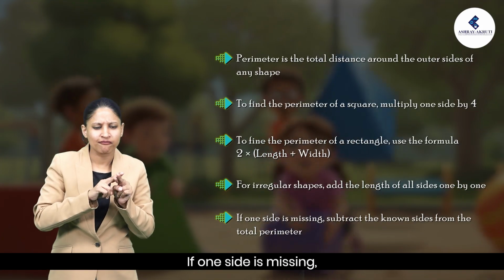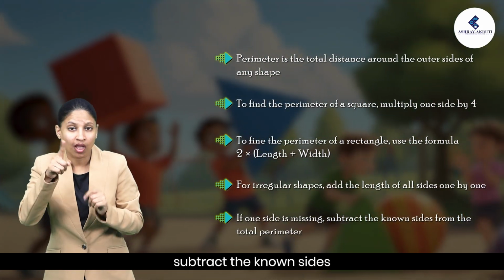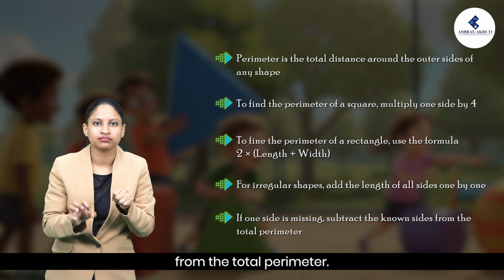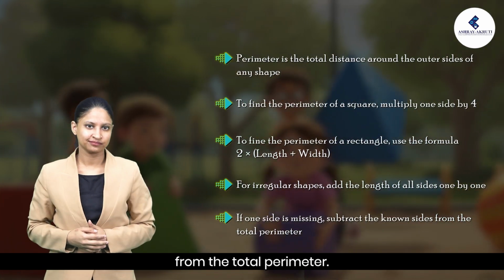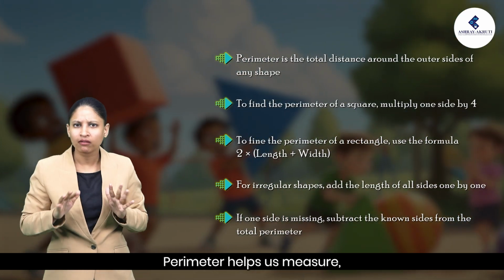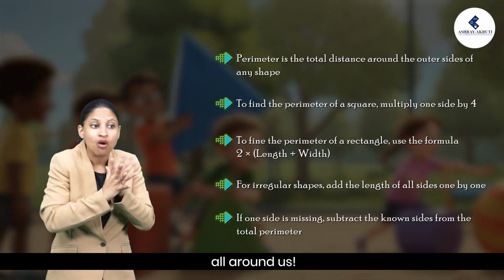If one side is missing, subtract the known sides from the total perimeter. Perimeter helps us measure, decorate and build things all around us.